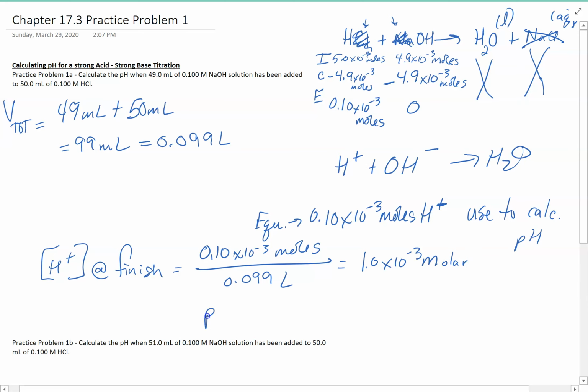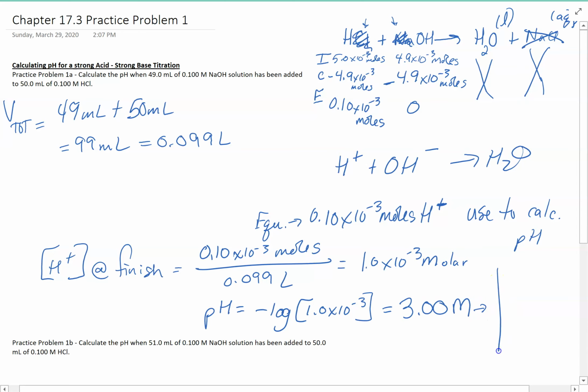How do I find a pH from that? I hope you're yelling negative log of the concentration, because that's what you should be doing. When we plug that in, we get a value of 3. So what does this value actually mean?